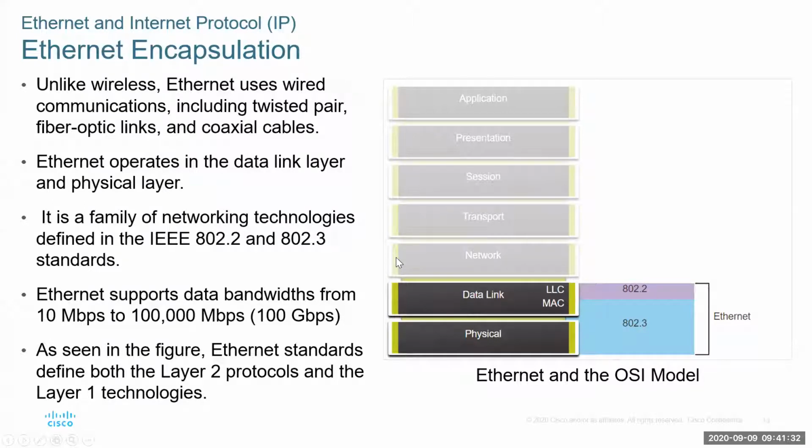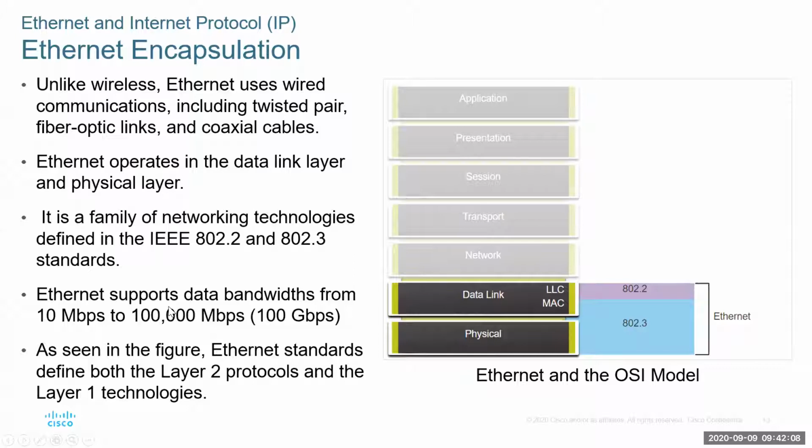But unlike wireless, Ethernet uses wired communication. It's typically over twisted pair, but it can also be over fiber optics and even coaxial cables using different frequencies. Ethernet operates at the data link layer. So if you're familiar with the OSI model, we're working with the physical as well as the data link layer. This family of networking technologies is usually referred to as the 802.2 and 802.3 standards. The 802.3 standard is typically your physical network, so Ethernet.